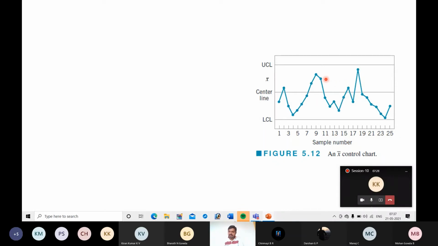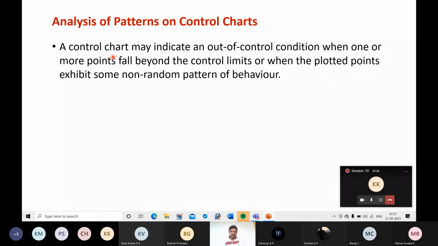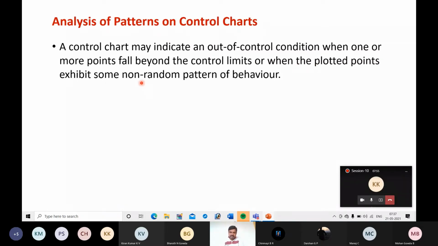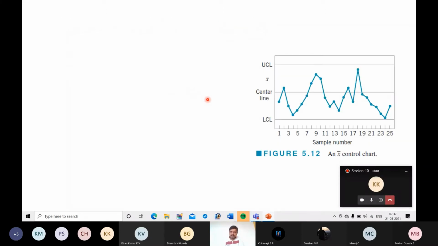That means if you consider only the location of the points, it looks like the process is in control. If you consider only this first thing, a control chart may indicate an out of control condition when one or more points fall beyond the control limits. In this case, none of the points is beyond the control limit. Every point lies within the control limits. Next we have to consider whether this pattern is random or non-random, whether you can get some signs of out of control. That you have to evaluate.